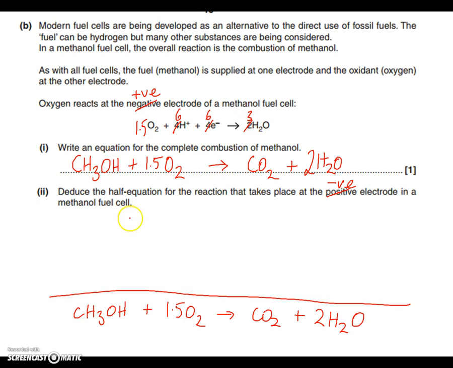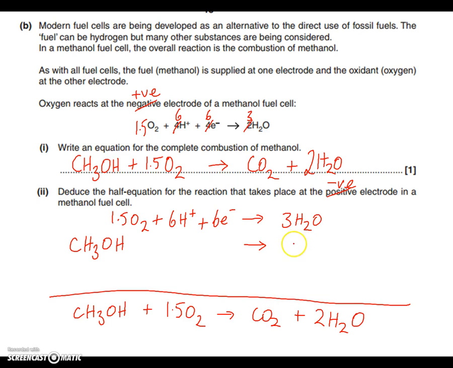So if we put that up there, O2, and then 6 hydrogen ions and 6 electrons will give us 3 waters. So that's the reaction at the positive electrode. At the negative electrode, we obviously have the methanol reacting, and we're producing lots of water here, which we've got in the final equation.